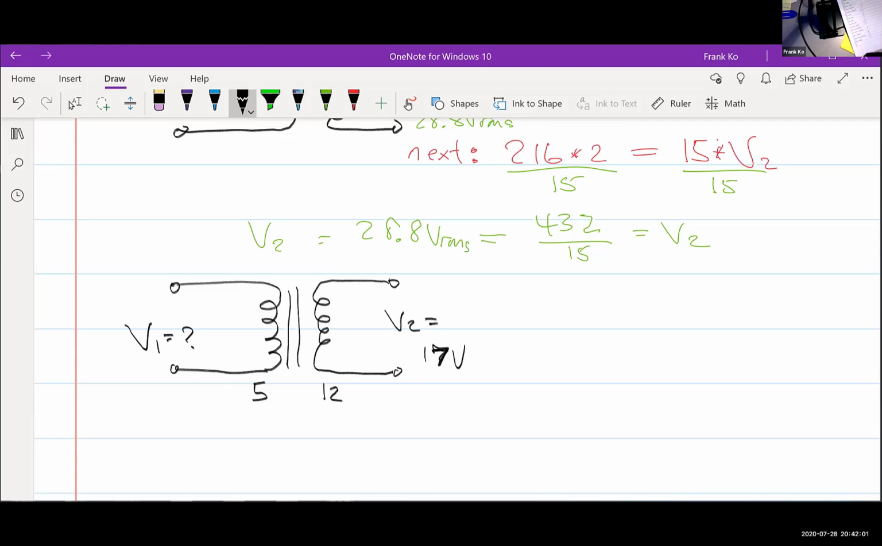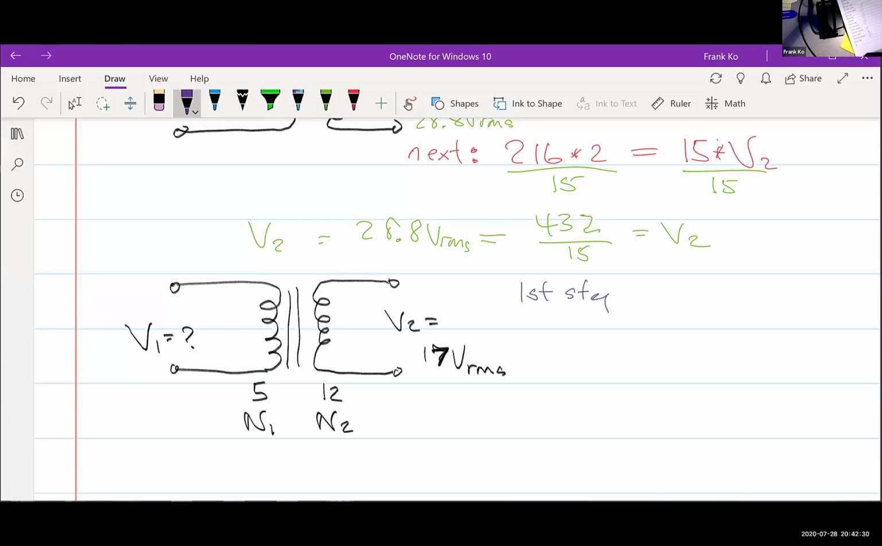So doodle this out. Transformer symbol. V2 is given as 17 volts RMS. It could be peak, but I'll just use RMS. This is my N1. N1 is 5. My N2 is 12. And I'm looking for V1. So I'm looking for how to get started with this exercise. What's the first step that we should do?